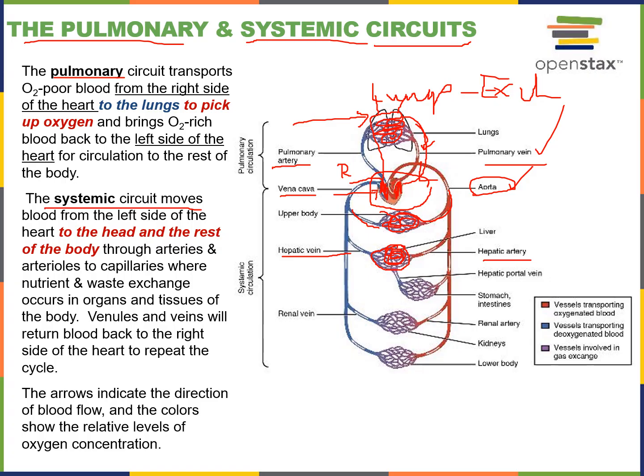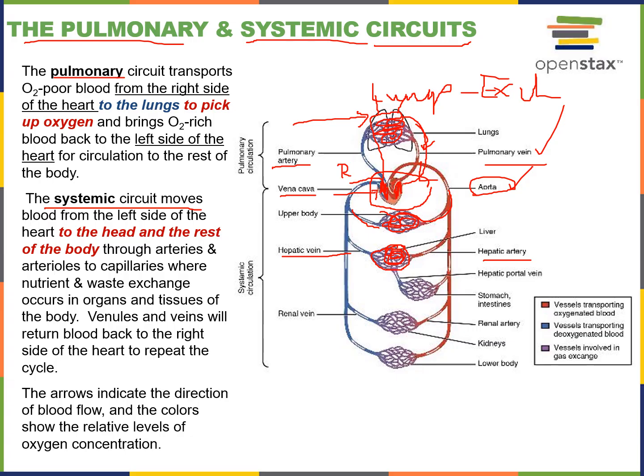So all the major organs have a major artery and a major vein. And sometimes, it's a good thing, sometimes the artery and the vein have exactly the same name. So the hepatic artery takes oxygenated blood to the liver. The hepatic vein takes deoxygenated blood away from the liver. And the hepatic vein will send its blood into the vena cava.